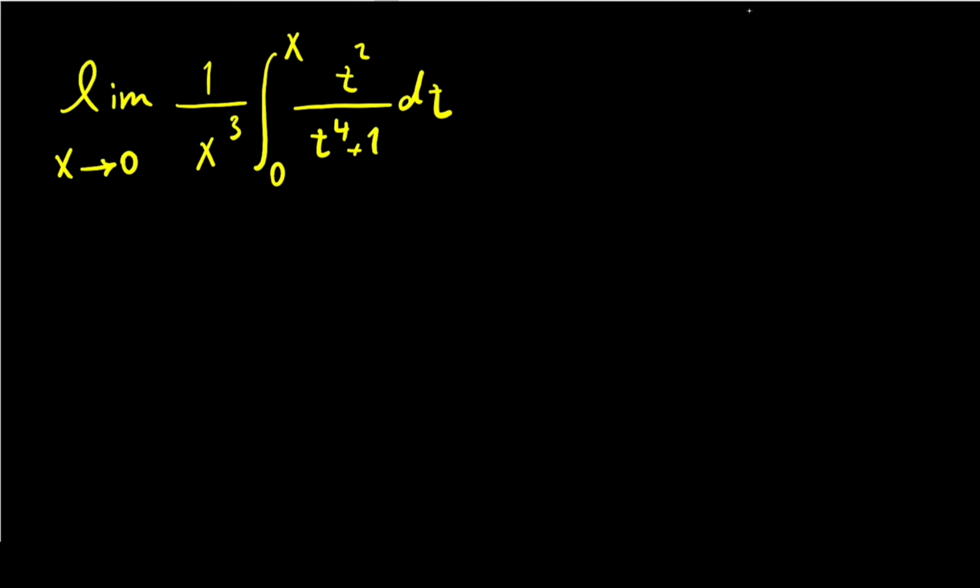If we have the limit when x approaches 0 of 1 divided by x cubed times the integral from 0 to x of t squared divided by t to the power of 4 plus 1 dt, we want to find the answer.